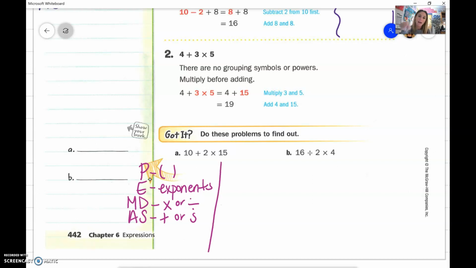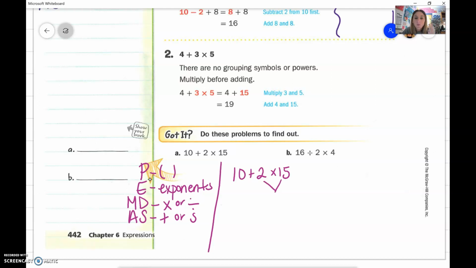First thing you're going to do, everybody rewrite the problem. I don't care if it is there and typed, you rewrite the problem. So we're going to write 10 plus 2 times 15. Here we go. Parentheses. Do we have any? No. So we move on to exponents. Exponents. Do we have any? No. So we move on. Multiply or divide. Do we have multiplication and division? We sure do. It is right here.